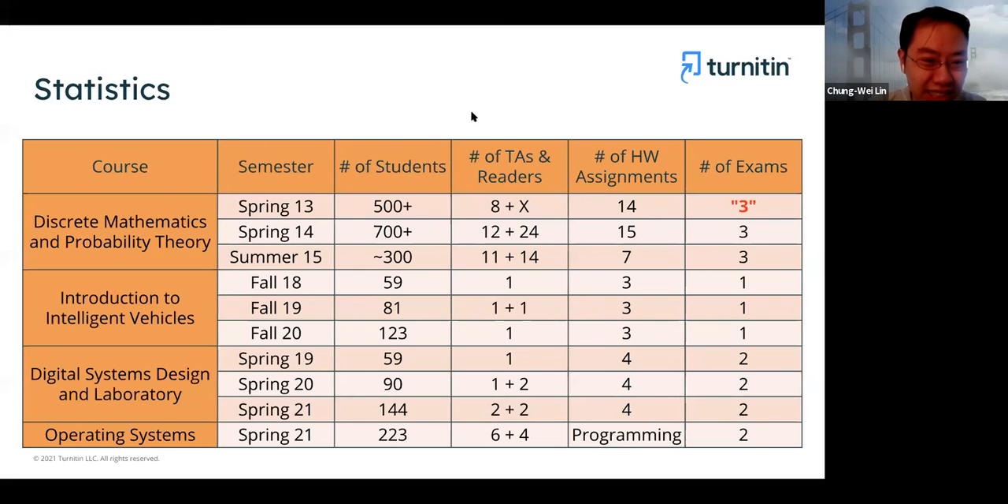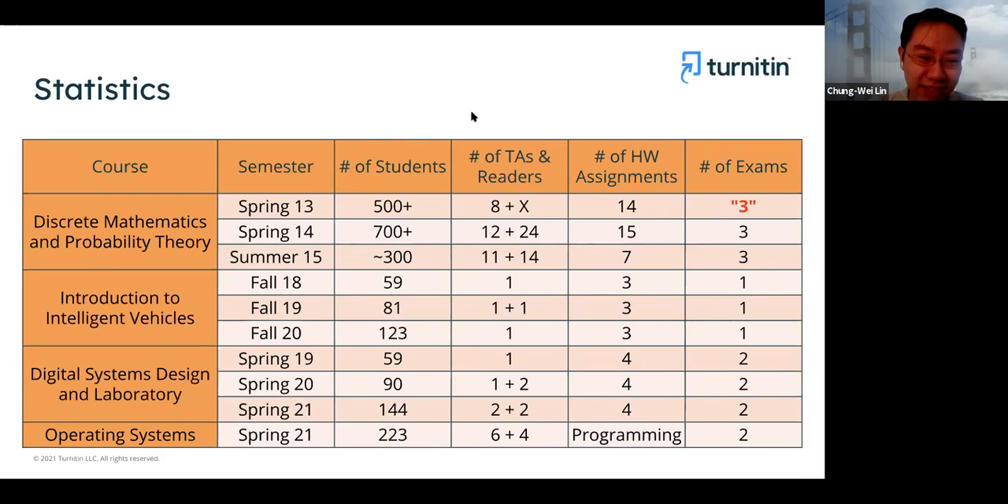You can see that when I was at UC Berkeley, the courses were discrete math and probability theory, and there were so many students in one course. The reason is that those students had not been declared, meaning they had not decided which department to join. At this point, many students want to join a CS department, so they need to take this course. That's the reason we have so many students. You can see 500, 700, or even in the summer session, 300 students.